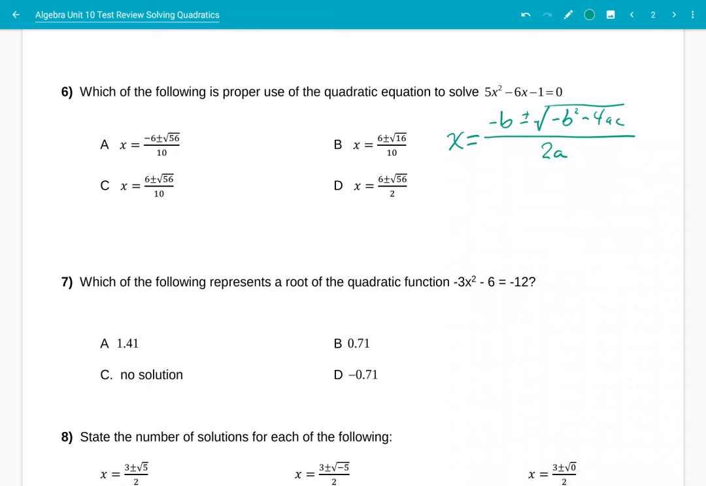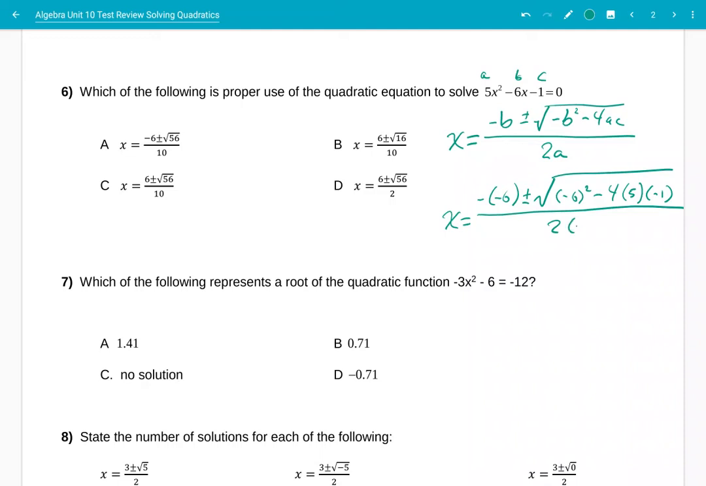So let's plug in a, b, and c. So this is going to be x equals negative b. Oh, and that's a negative 6 plus or minus the square root of b squared, and that's minus 6 squared, minus 4 times 5 times a negative 1. All that's over 2 times 2 times 5, 2 times a. This is ugly. 2 times 5. Okay. I'm running out of room, but that's okay. I can move this in a minute.